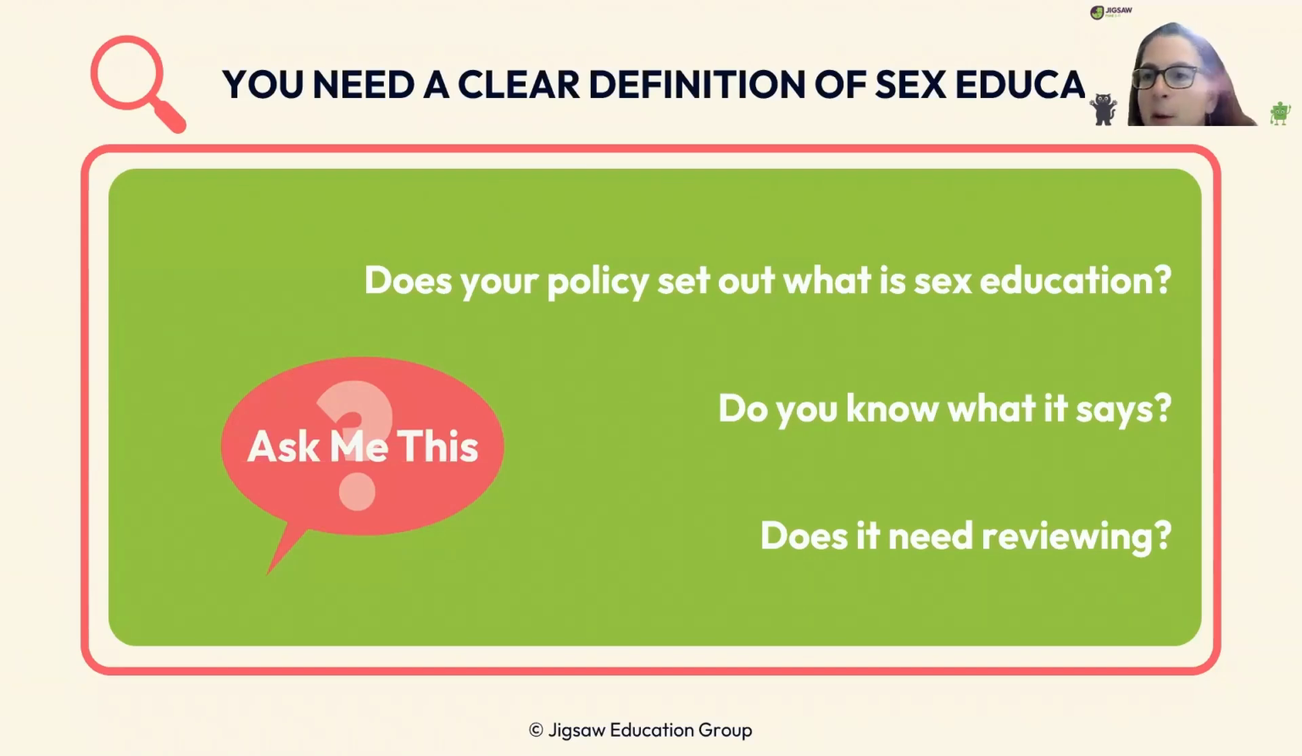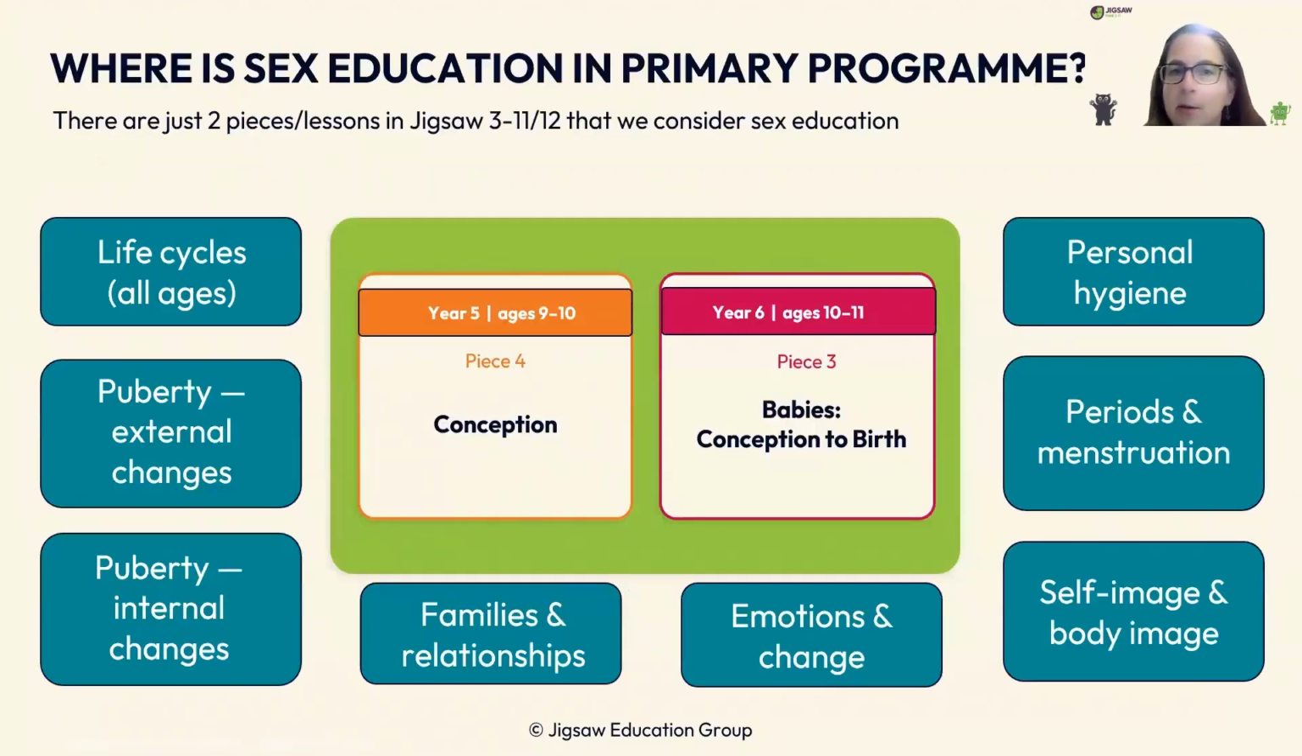Okay, so where is the sex education in our Jigsaw primary program? We've got just 2 lessons with that understanding from Jigsaw of what sex education is. We used to have it in year 4, but in line with the current guidance, the updated guidance for England, we've moved it to year 5 and year 6. And so there's 1 lesson in year 5 on conception, and then 1 in year 6 on conception to birth.